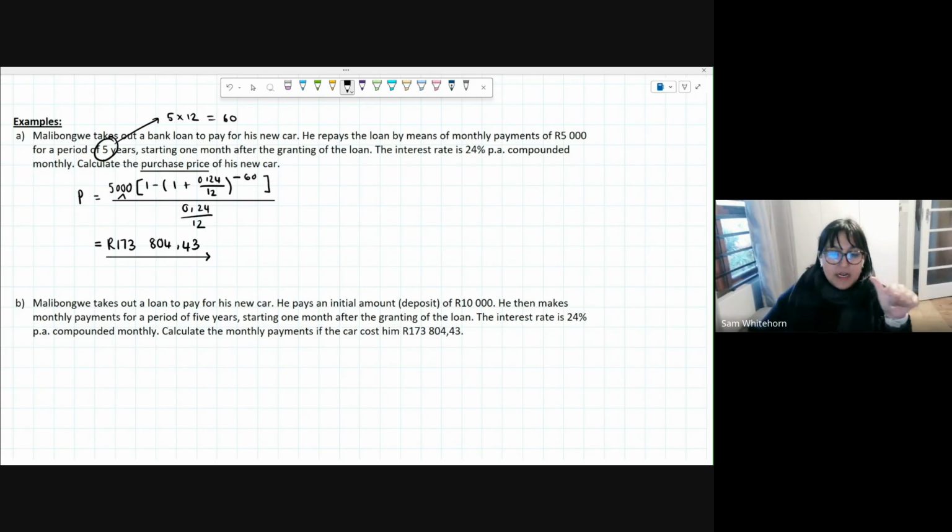So we know how much we pay each month with interest. We know how many months we're paying it off. We know what the interest rate is. We can now use this to work out the purchase price of whatever item it is that we're working with.